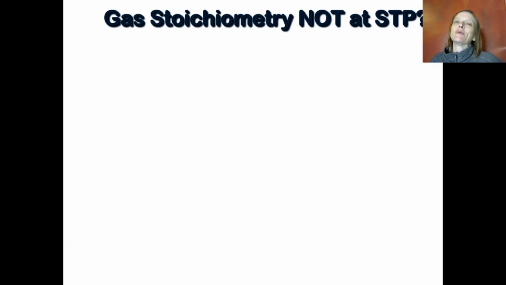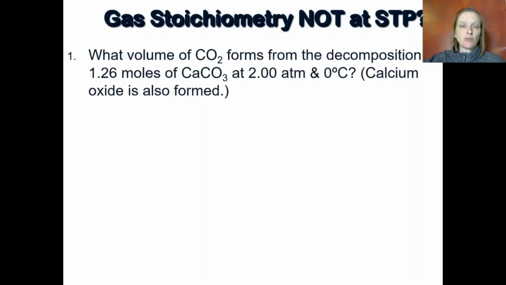Hi folks. Because you're honor students, you need to know how to do gas stoichiometry even if we're not at standard temperature and pressure. So we're just going to have a quick look at how to handle those kinds of problems. What volume of carbon dioxide forms from the decomposition of 1.26 moles of calcium carbonate at 2 atmospheres of pressure and 0 degrees Celsius? Calcium oxide is also formed.